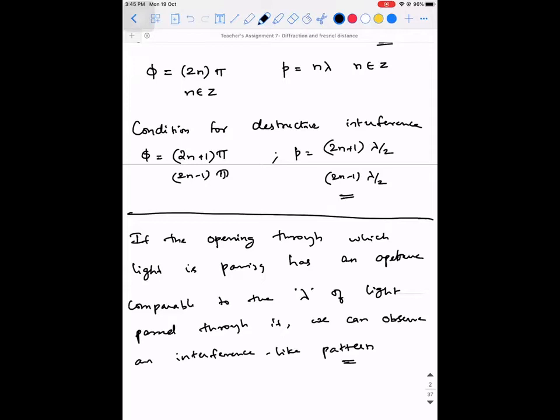Okay, so here the important point to be noted is if the opening, that is the slit size, has an aperture comparable to the wavelength of light. The wavelength of light is very, very small, right? If you are able to make an opening almost comparable to the wavelength of the light that you're trying to focus on the screen, then you can observe an interference-like pattern. I will show you a small activity for the same.